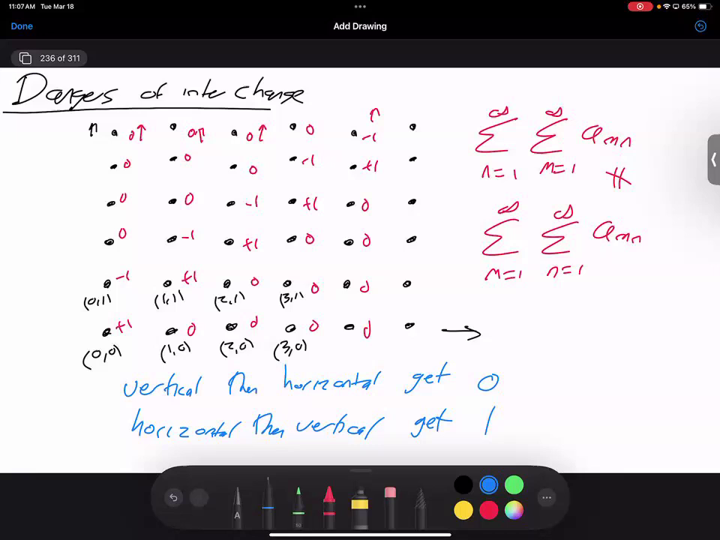You can't just change the order. So in Calc 3, you should have seen Fubini's theorem. When can you switch the orders of integration? If the integral of the absolute value is finite, then you can switch. If I put in absolute value signs, this explodes. You have to be careful.